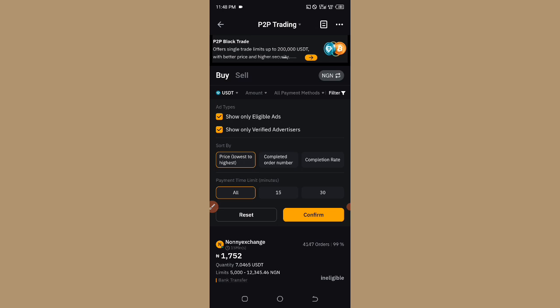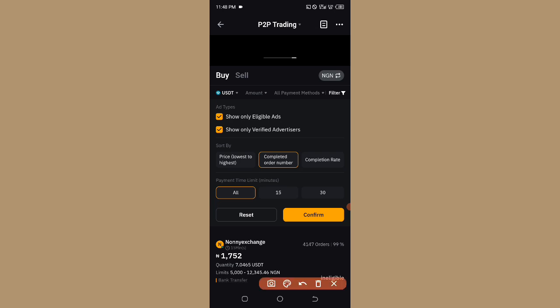So the next one I'm going to be looking at is this completed order number. I've shown you guys completed order number before. You can see for this guy, as an instance, he has completed 4,147 orders. Right? Me, I buy coin from someone that has completed many orders and also has a good completion rate. So you have to check how many orders the person has completed. It is also a good thing for you to check before you trade with anybody.